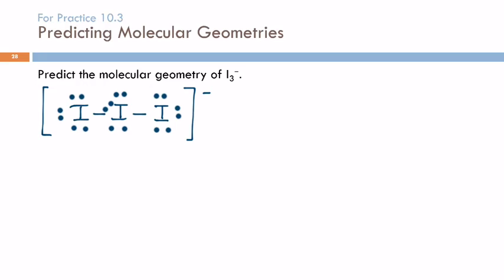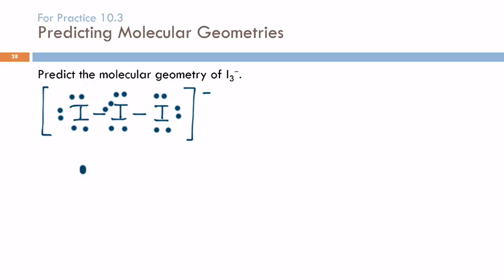Okay? How many electron groups around this central atom? 5. Each single bond is 1 group. Each lone pair is 1 group. 5 groups. What do 5 groups do?